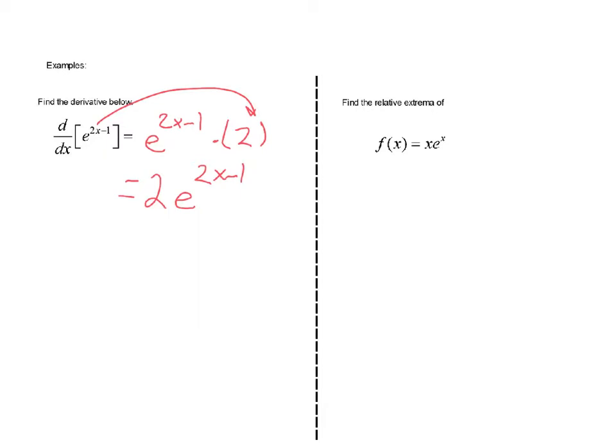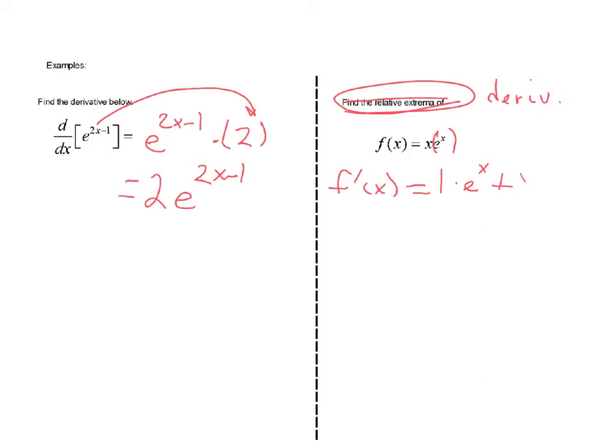All right, now, this says find the relative extrema. We're just going to find the derivative because we haven't talked about relative extrema yet, and we will get to that. On this one, we're going to find the derivative. It's a product of x and e to the x. So I'm going to use the product rule. The derivative of the first one is 1 times the second part, e to the x, plus. Now I'm going to leave the first part alone and take the derivative of the second part, but that's just e to the x. Woohoo.